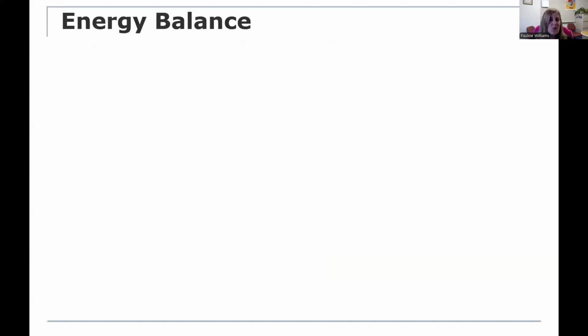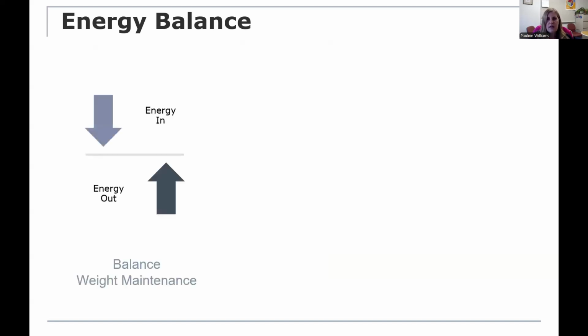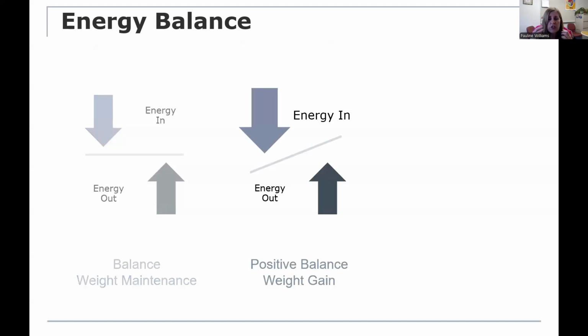Now, energy balance is a way of looking at the balance of energy coming into your body and the balance of energy going out of your body. So if the energy coming in, or the calories coming in, are equal to the calories going out, you are in energy balance. And usually a person will see their weight maintained within about 5 pounds. If you have more energy coming in than the energy going out, or the energy expended, you would be in positive energy balance, meaning you're storing energy, and so your weight would be going up.